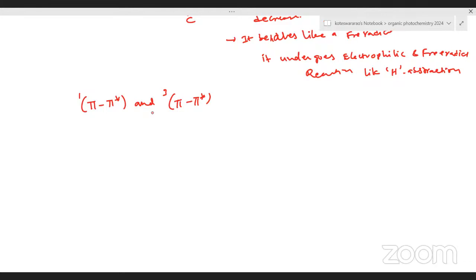Up to this, the first unit is completed. In the next working class, we'll discuss the photochemistry of carbonyl compounds. In this, the Paterno-Büchi reaction and Norrish type cleavage are very important. Those things we will discuss in the next Saturday class.